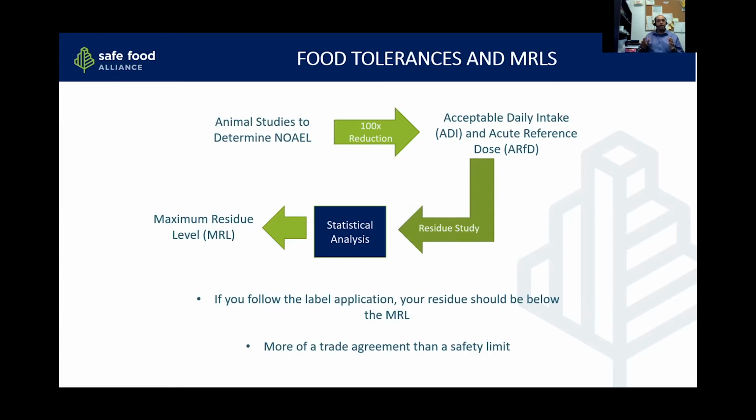And if it's not, then it's not necessarily that there's a food safety issue. It's not that it's immediately dangerous, but it does mean that somewhere in the process, the growing process, application process, something went wrong. Someone did something they're not supposed to, and that's where the penalties come in. So it's really more of a trade agreement than a safety limit.